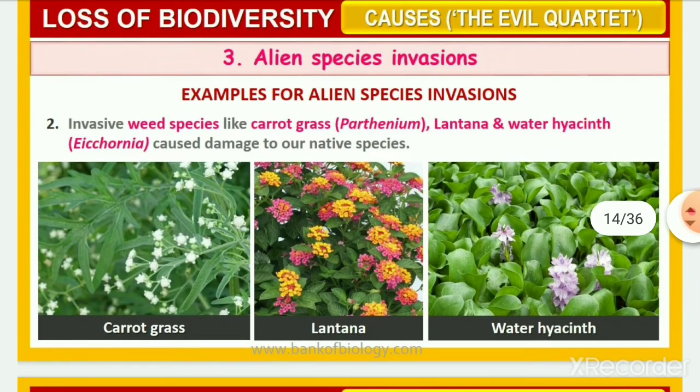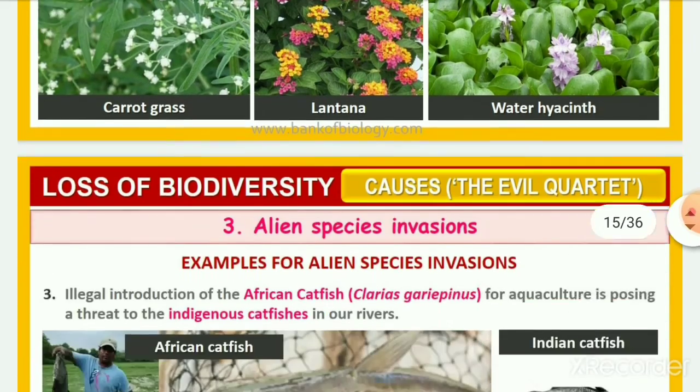Another example is, all of us know that this is carrot grass. This is also known as Parthenium. The next one is Lantana, and the last one is water hyacinth. These three are weeds. Okay, and these were introduced from other places, but now they have spread so much that they are causing harm to the native species of plants.